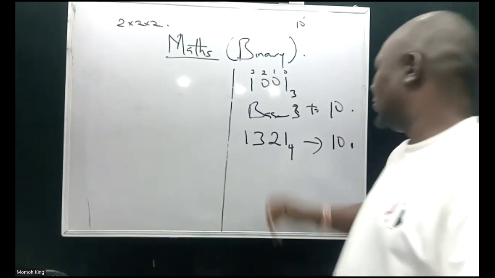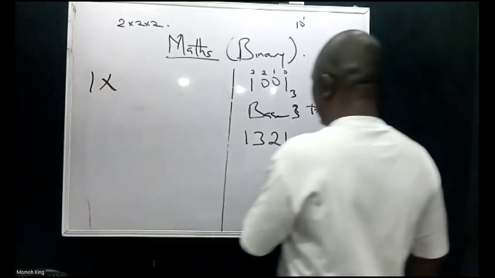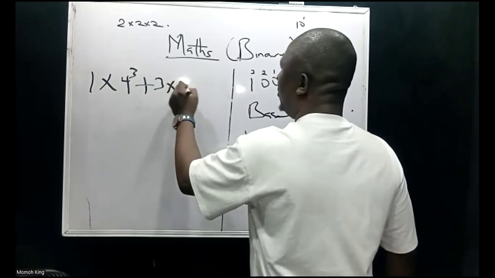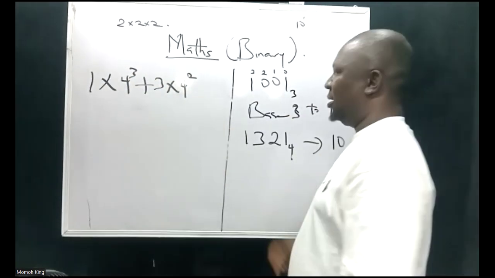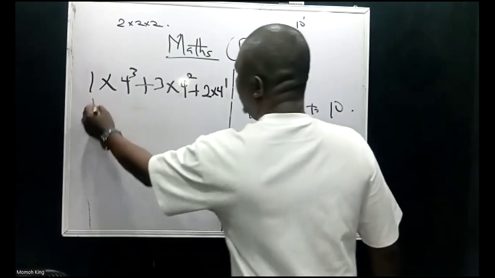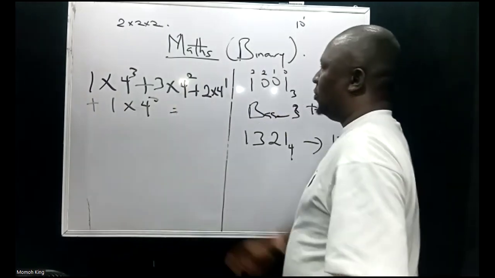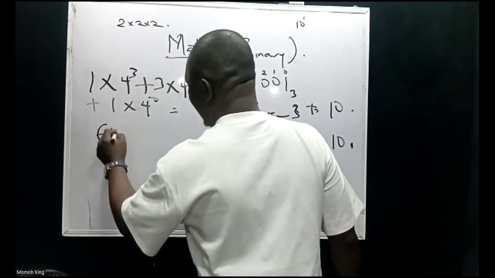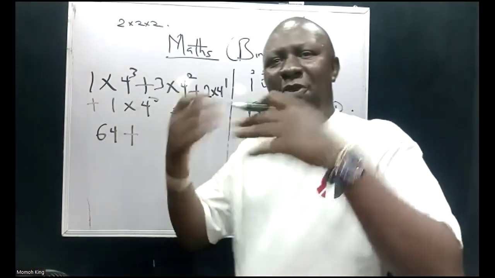Now, quickly, this is what? 1 times 4 to the power 3, plus 3 times 4 to the power 2. You find out that the power of 4 will be descending. You get it? So I will not make a mistake. Plus 2 times 4 to the power 1, plus 1 times 4 to the power 0. Now, what is 4 to the power 3? It is 64. 4 to the power 3 is just 4 times 4, 16, 16 times 4, 64. Simple.